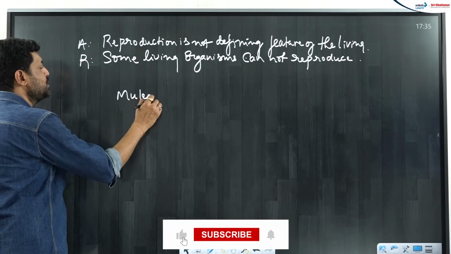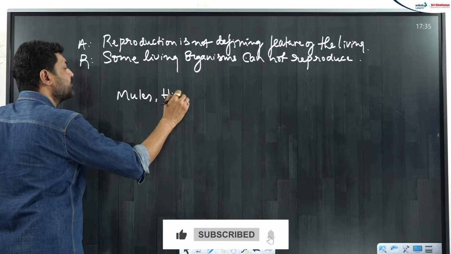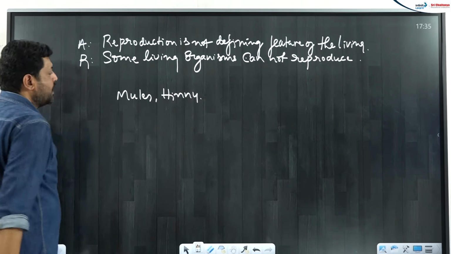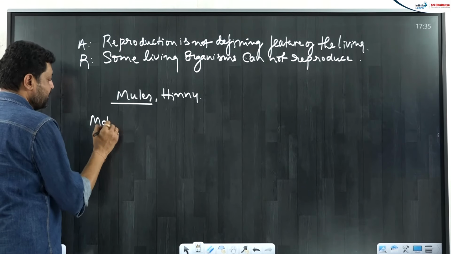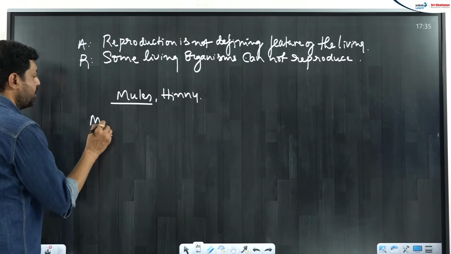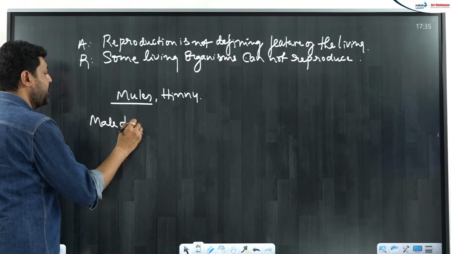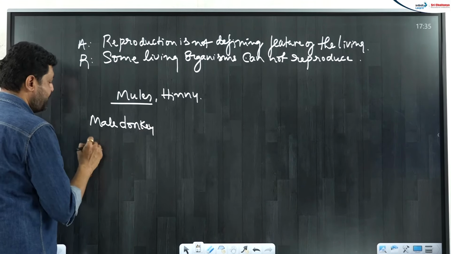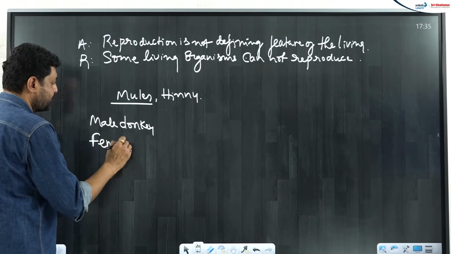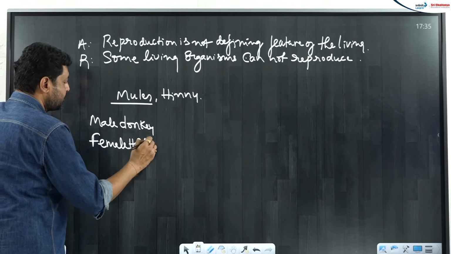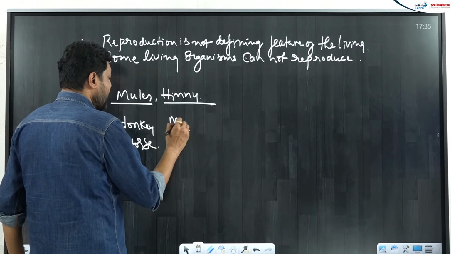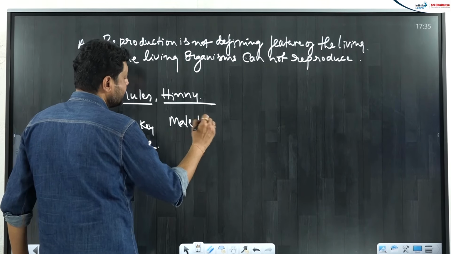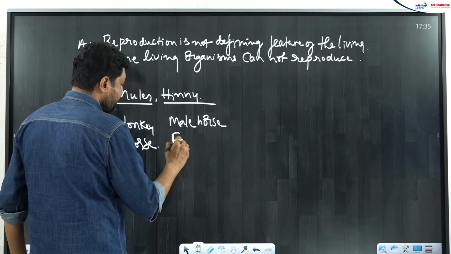Example, mules, hinny. Mule is formed between male donkey and female horse. Hinny is formed from male horse and female donkey.